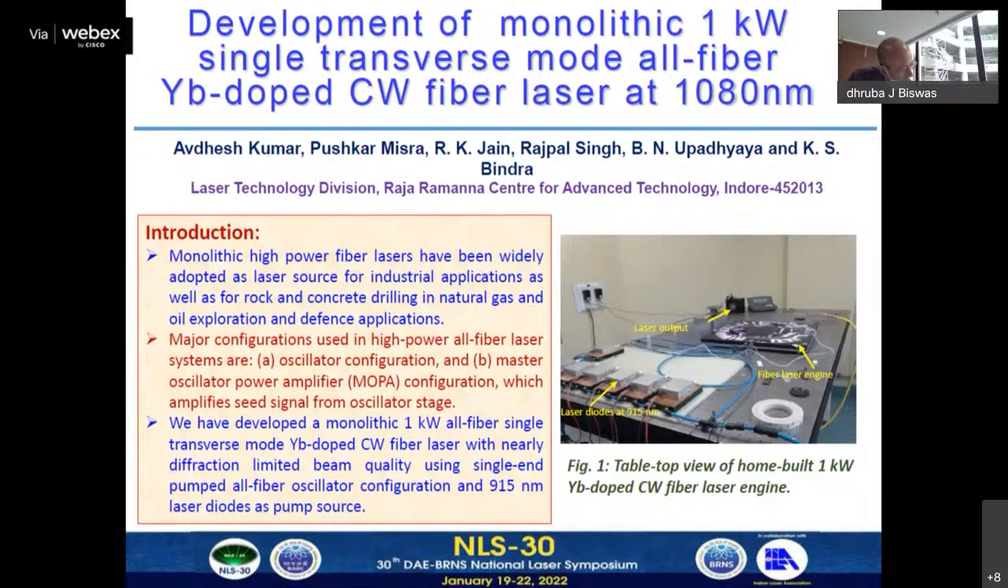For all fiber lasers, two major configurations are used for achieving high power. One is the oscillator configuration and another is the MOPA configuration, that is master oscillator power amplifier configuration, which amplifies the seed signal from the oscillator stage. In our lab, we have developed a 1 kilowatt all fiber single transverse mode Yb doped CW fiber laser, pumped with laser diodes of 950 nanometer. On the right hand side, you can see the tabletop setup of the 1 kilowatt Yb CW fiber laser engine. Can we go for the next slide, please?